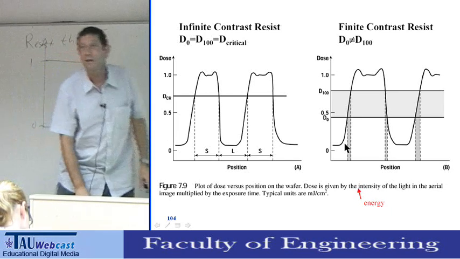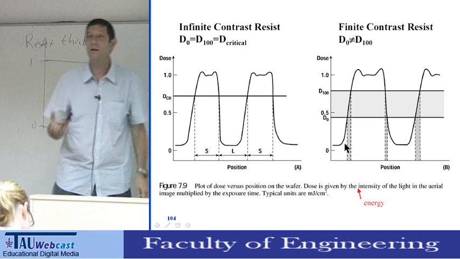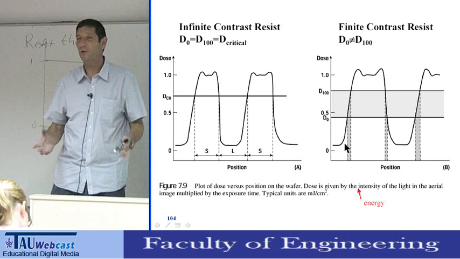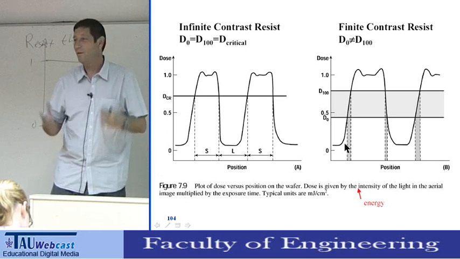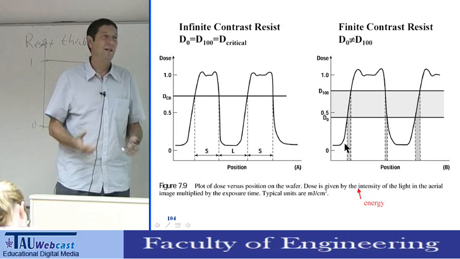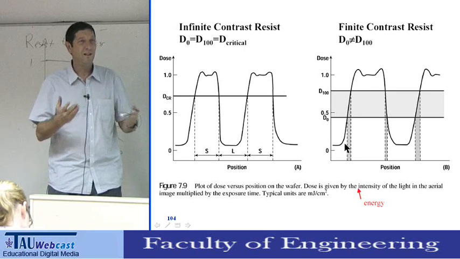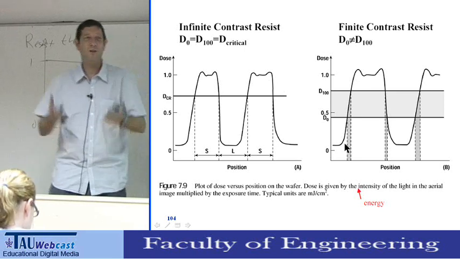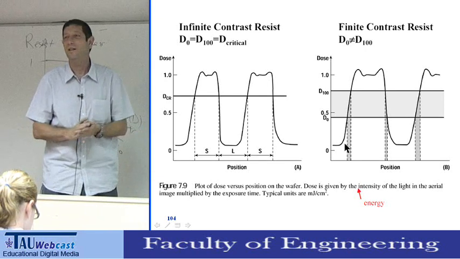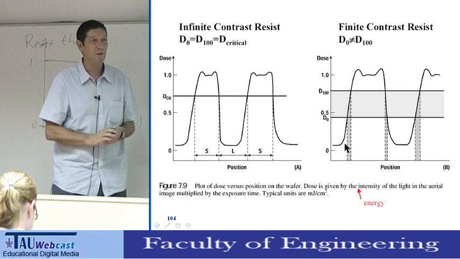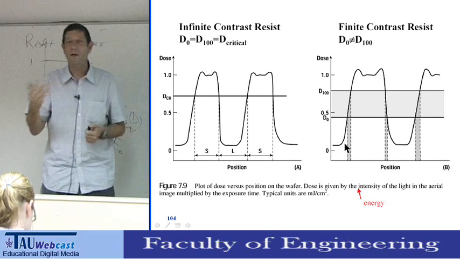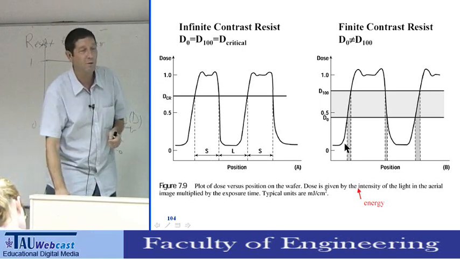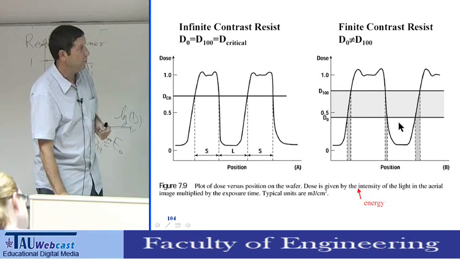Now, like any practical question, you have to ask yourself, what is a good contrast? 2, 3, 5, 1000? And the second question is, what can I achieve with normal photoresist? Because I can think of a theoretical value, but in practice, we depend on the material properties. A good contrast is typically in the range of 2, 3 to 10. It's difficult to get higher contrast, but it's possible.